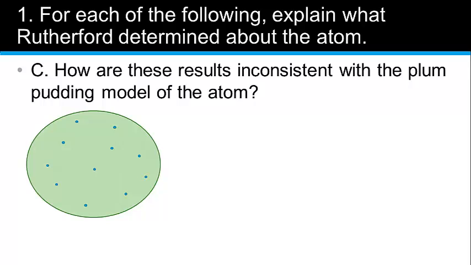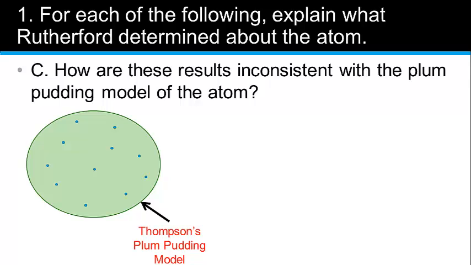How are these results inconsistent with the plum pudding model of the atom? So here we have Thomson's plum pudding model. It is a sphere of positive charge with electrons embedded in it. It's called plum pudding because this was a dessert, kind of like oatmeal with raisins mixed in. The oatmeal would be the sphere of positive charge, that's green on your screen, and the raisins mixed in the oatmeal would be the electrons. Those are the small blue dots on the screen.